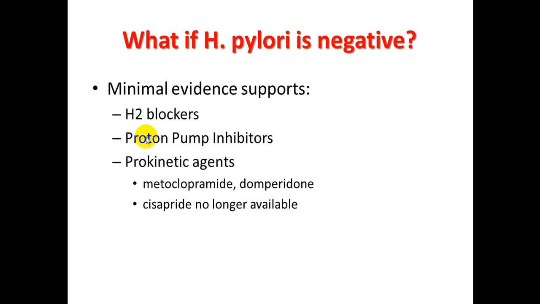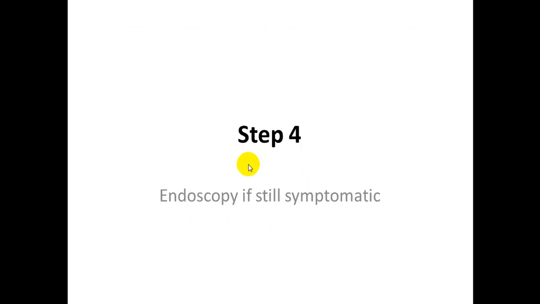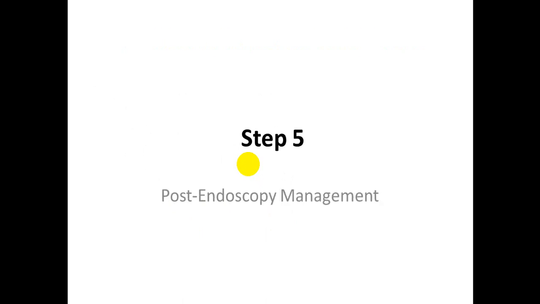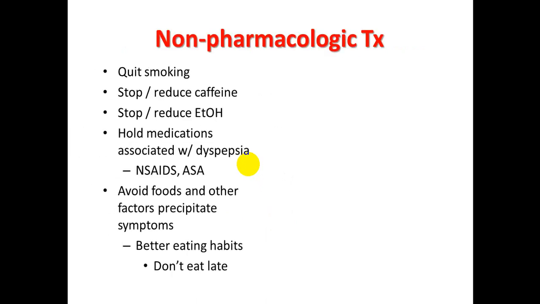H2 blockers, proton pump inhibitors, and prokinetic agents like metoclopramide. Cisapride is not recommended nowadays, as it can cause prolonged QT and cardiac arrest. Metoclopramide, which is Primperan, and domperidone, Motilium: these prokinetic agents can enhance gastric motility. Step 4, endoscopy, and step 5, post-endoscopy management.